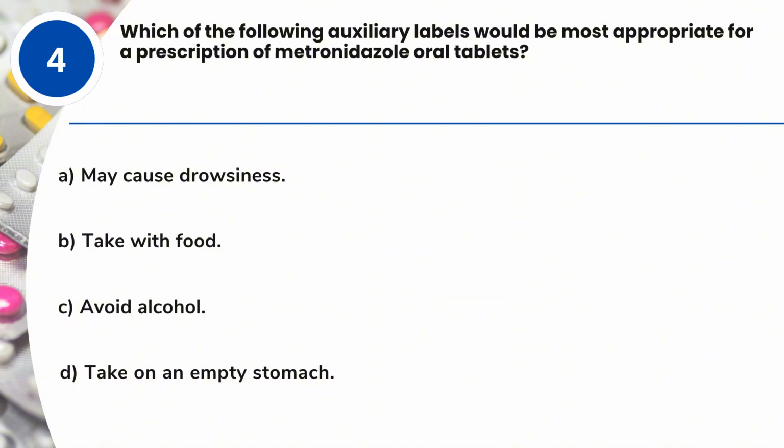Question 4. Which of the following auxiliary labels would be most appropriate for a prescription of metronidazole oral tablets? A. May cause drowsiness. B. Take with food. C. Avoid alcohol. D. Take on an empty stomach.